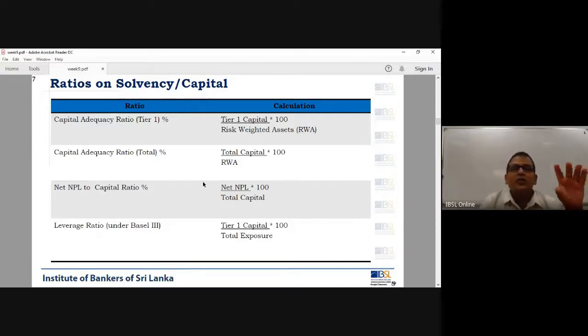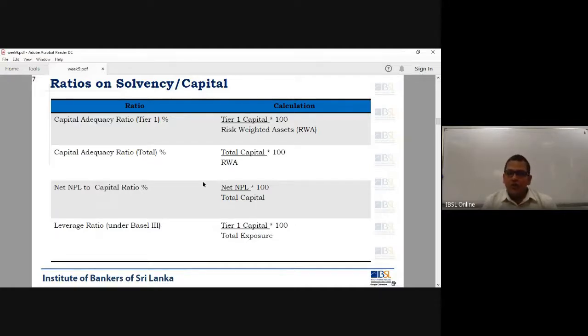So when we are calculating the capital adequacy ratio, we first consider what the capital adequacy ratio is based on the tier 1 capital. What we are doing is taking the tier 1 capital, dividing by the risk weighted assets, and multiplying by 100. So this is the capital adequacy ratio.